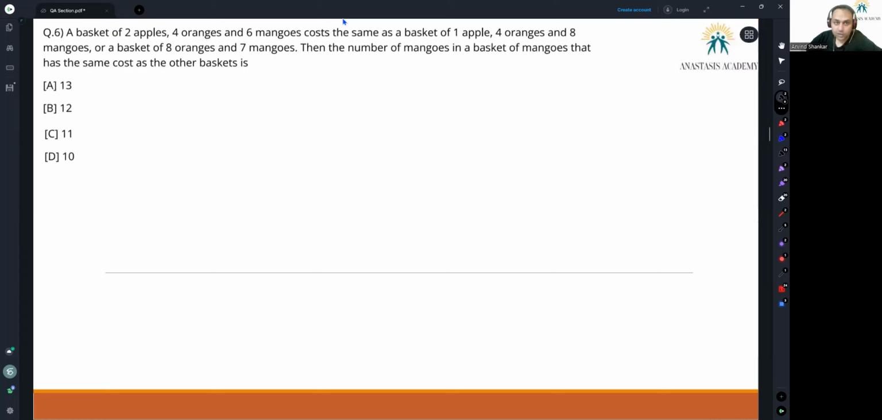A basket of 2 apples, 4 oranges, and 6 mangoes costs the same as a basket of 1 apple, 4 oranges, and 8 mangoes, or a basket of 8 oranges and 7 mangoes. Then the number of mangoes in a basket of mangoes that has the same cost as the other baskets is.